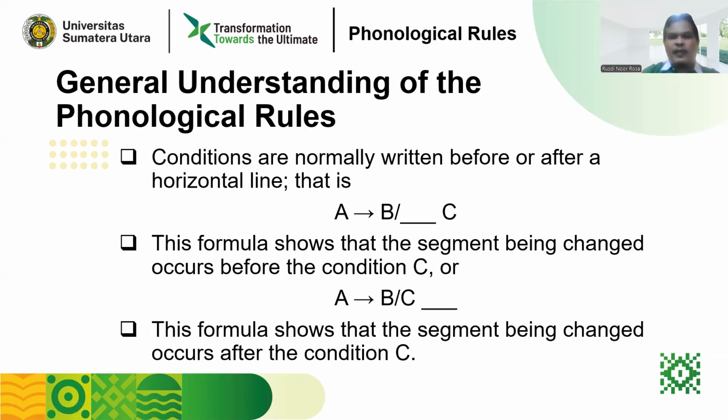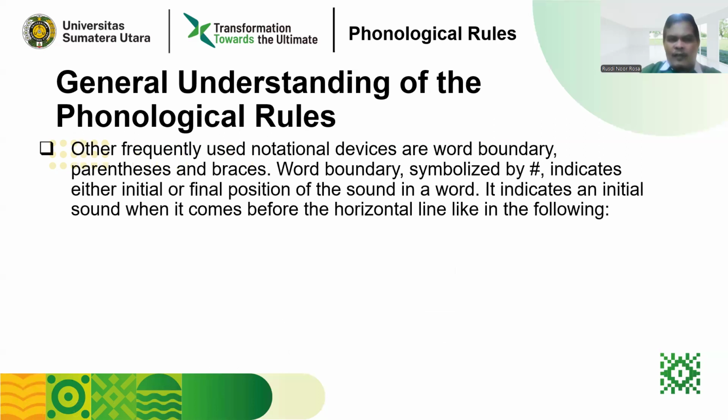Okay, now other frequently used notational devices are word boundary, parenthesis, and braces. So there are some notational devices which are useful in formulating phonological rules. They are word boundary, and then parenthesis, and the last one is braces. As you can see, this is the symbol of word boundary, which indicates either the initial or final position of the sound in a word.